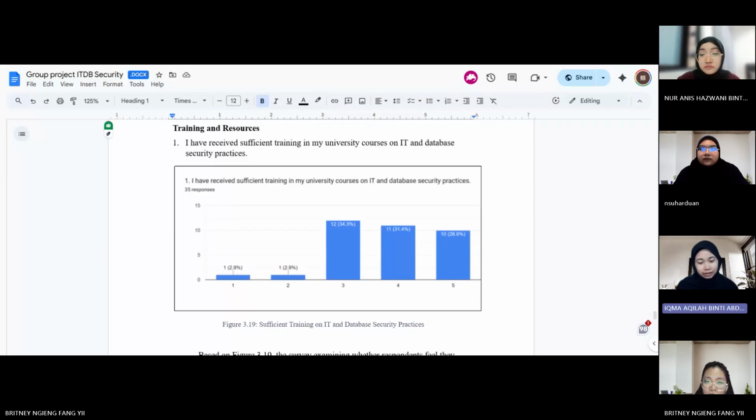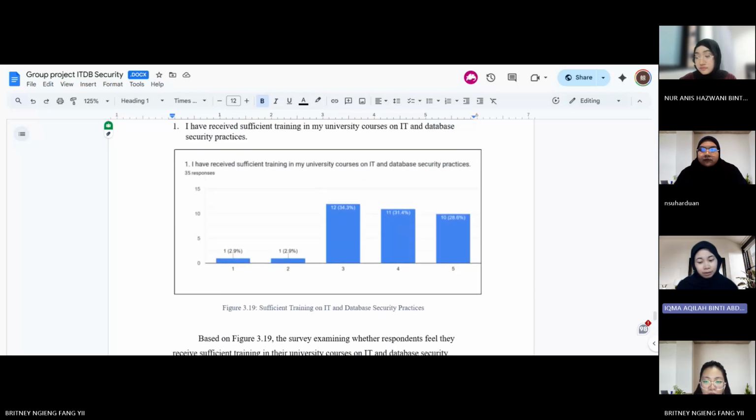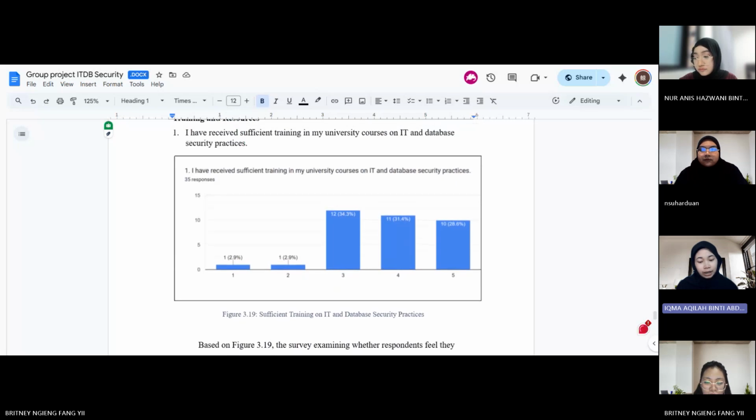Next, for training and research, for question 1, based on figure 3.19, the survey examining whether respondents feel they receive sufficient training in the university courses on IT and database security practices collected responses from 35 UTM students. The data revealed a generally positive perception of the curriculum, with a combined 60% of respondents expressing agreement. Specifically, 31.4% selected level 4 agree, and 10 students, 28.6%, selected level 5 strongly agree.